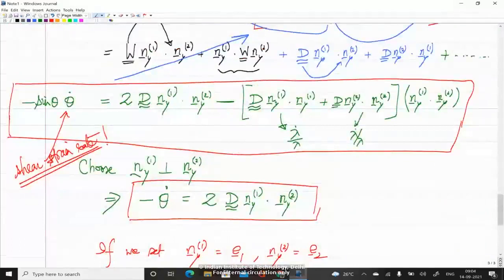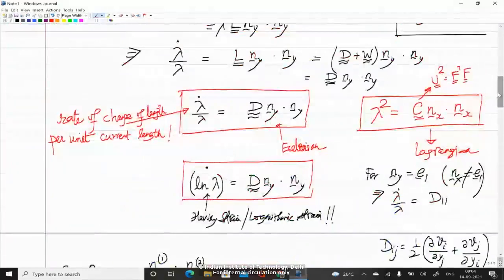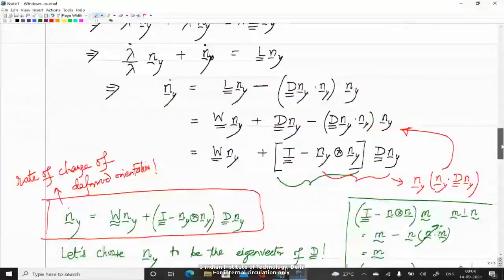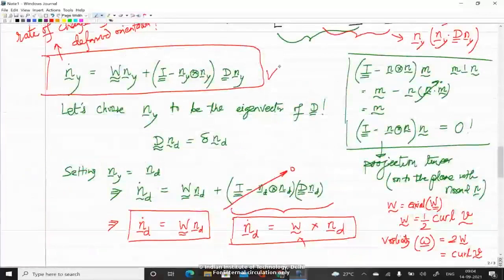I did say that. Likewise, the above formula, if I go up, this formula in the red box here, D times ny dot ny, again this holds for any ny. It need not be the eigenvector of D. The eigenvector thing only came up while we were discussing the rate of change of orientation. Because this was the original formula which holds for any line element, and when we restricted this to the eigenvector, then we got the one below. But otherwise, all the formulas that we have worked out are for any line element.